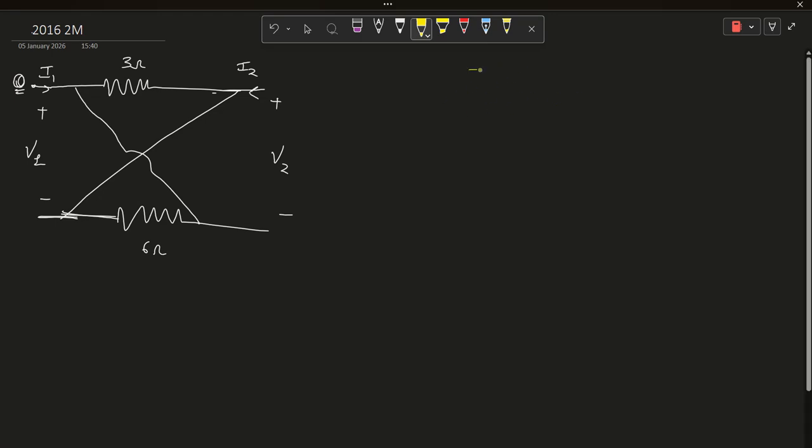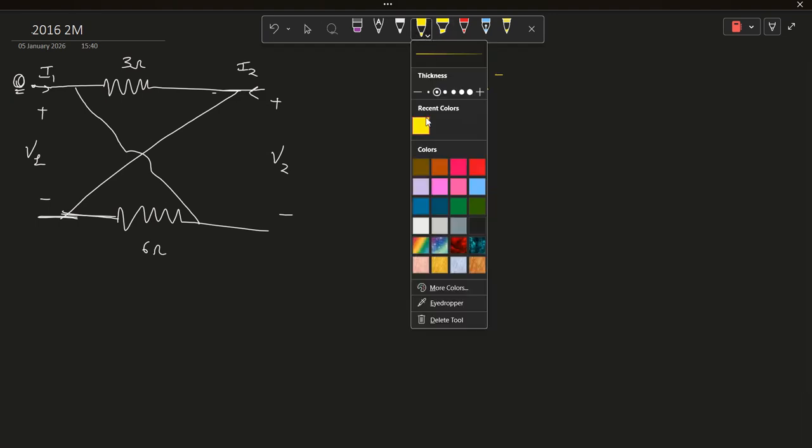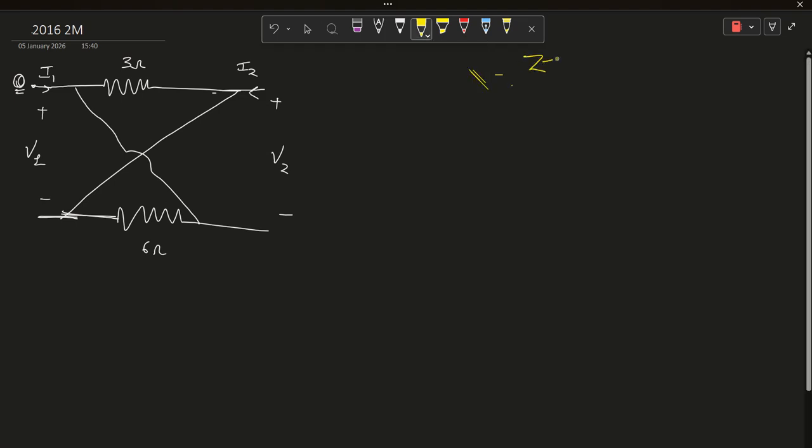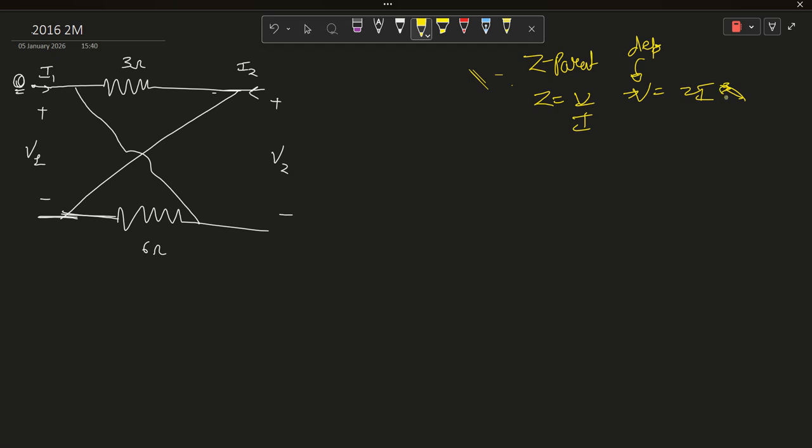In this question we have to find out the z parameters. For z parameter, z equals V upon I. So if we say V equals ZI, in this Z, V is the dependent parameter and I is the independent parameter.